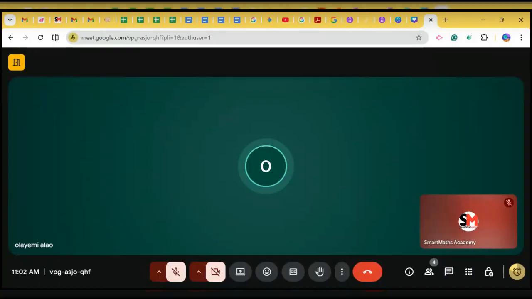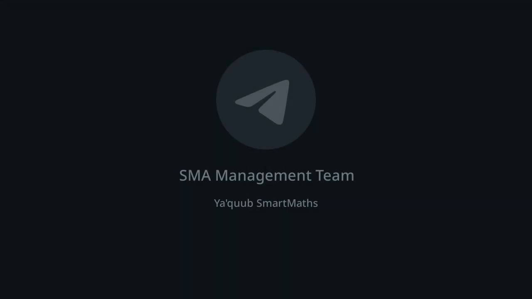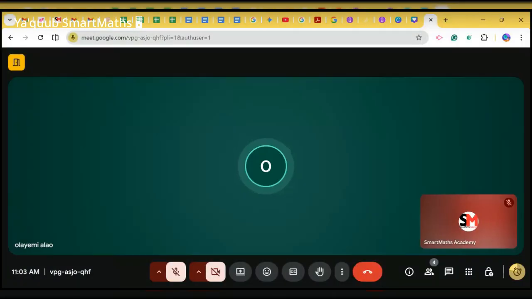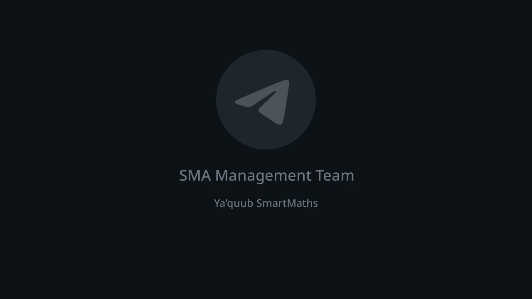AB is the opposite, while AC is the adjacent. Then BC is the hypotenuse. Are you sure? Yes. AB is the opposite, BC is the hypotenuse, AC is the adjacent. Yes, sir.